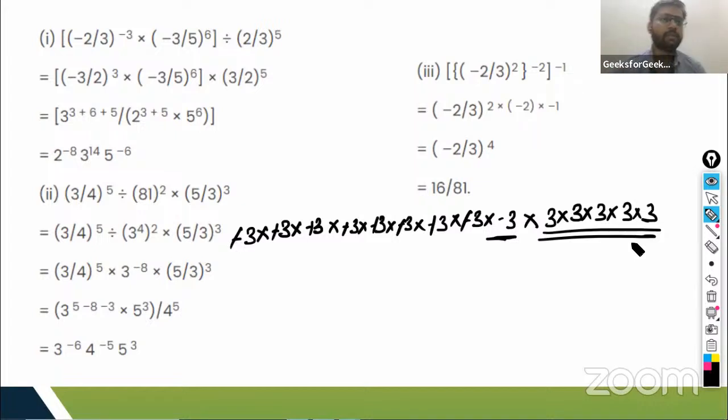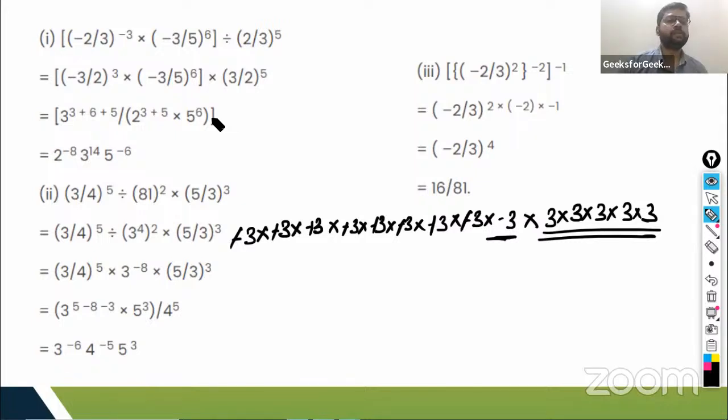Now, your question is whether the final answer should be negative or positive. No, sir, that was not my question. My question is that for 3, we have directly added the powers 3 plus 6 plus 5, 3 to the power 3 plus 6 plus 5. But that can be done only when the bases are the same, right?